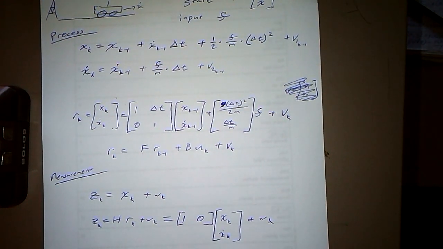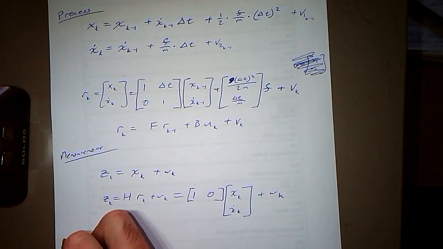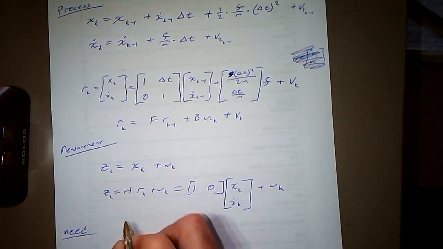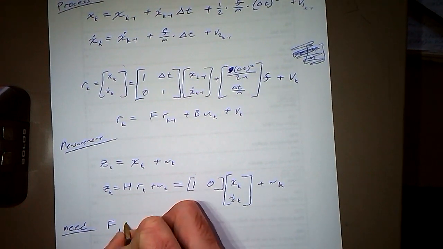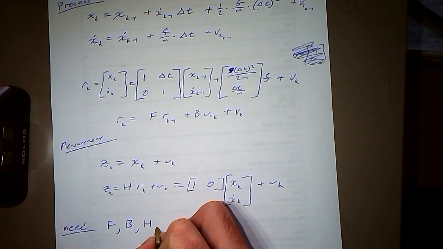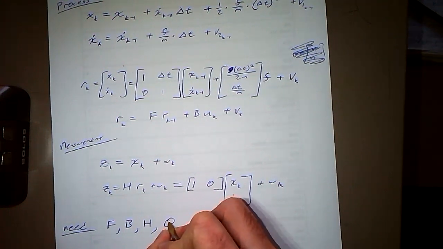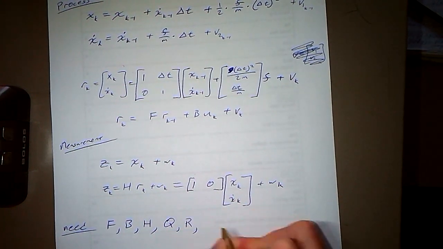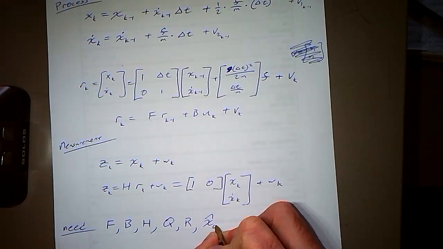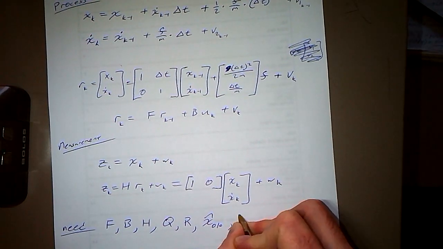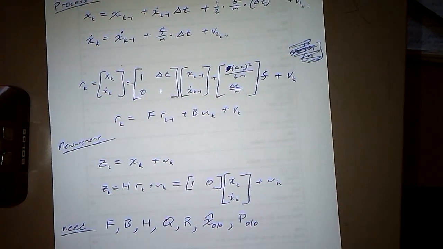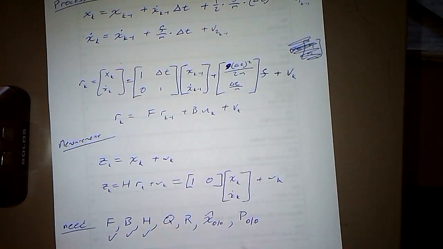And in order to perform the iterative process using the Kalman filter, we need all these matrices. So we need F, B, H, Q, R, x hat 0,0, our initial estimate, and our initial estimate of our error covariance, P 0,0. So we've already got F, B, and H.